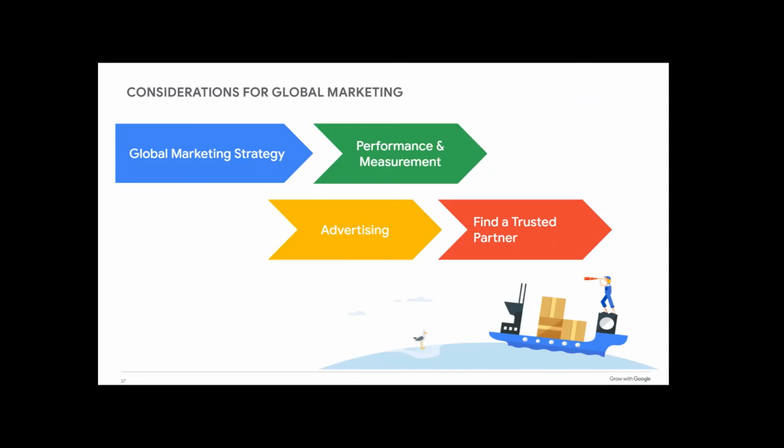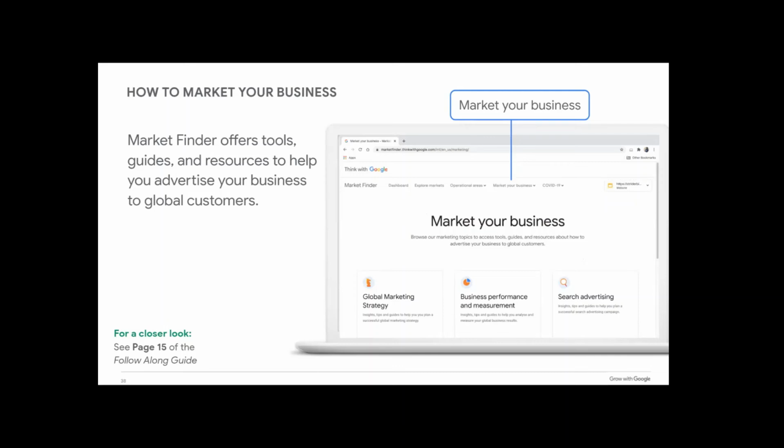When you're expanding globally, trusted partners can be key to getting the most out of your marketing and advertising plans. The slide shows the considerations for global marketing: a global marketing strategy, performance and measurement, advertising, and finding a trusted partner. With Market Finder, click Market Your Business, highlighted on the slide, to access tools, guides, and resources to help you market your business globally. Let's go over a few of the offerings.